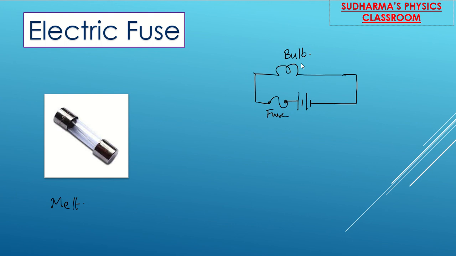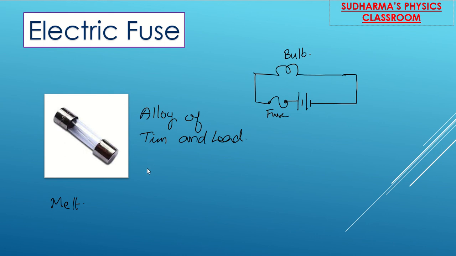So every electrical device in our house is protected by a fuse of specified current rating. Okay, this fuse wire is made of an alloy of tin and lead. The heating coil of this electric iron is made of nichrome. Here it is made of an alloy of tin and lead.